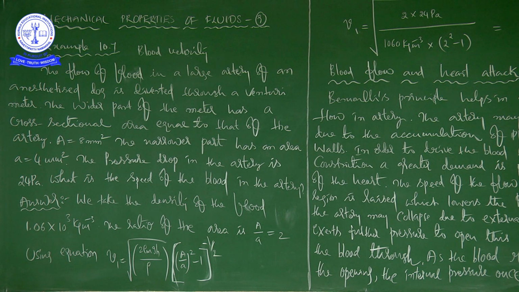We have to find it by using this relation: V1 is equal to square root of 2 rho mgh divided by rho into (a1 by a2) whole square minus 1, whole to the power of minus 1 by 2. By substituting all the physical quantities here, V1 is equal to square root of 2 into 24 Pascal divided by 1060 kilogram per meter cube into 2 square minus 1, which will give us 0.125 meter per second.